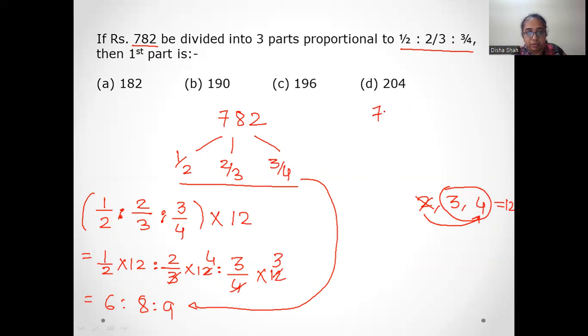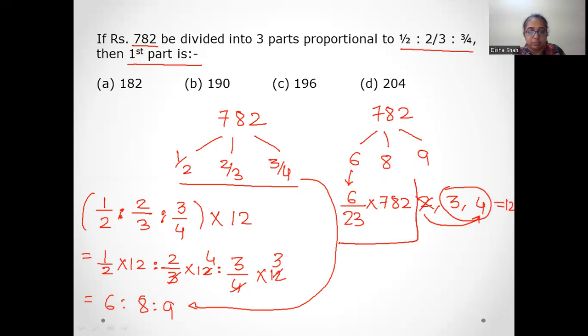So now you have to divide 782 into 3 parts. What are these 3 parts? 6, 8, 9. You have to find out the first part. The first part is nothing but, what is the total? 6 plus 8, 14. 14 plus 9, 23. इसमें से पहले वाले को मिला है 6 by 23 and the total amount is 782. तो आपको ये करना है 6 by 23 into 782. Divide this 782. So 23 3s are 69. So this is 3 and 78 minus 69 is 9.